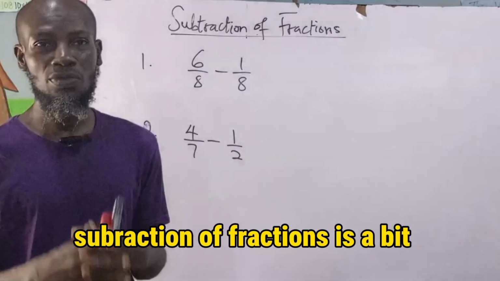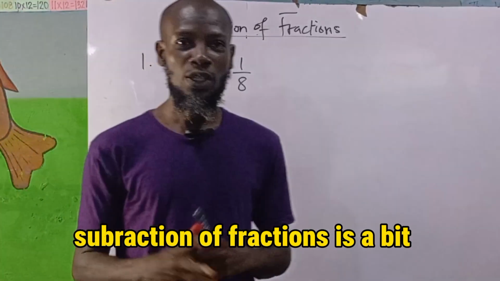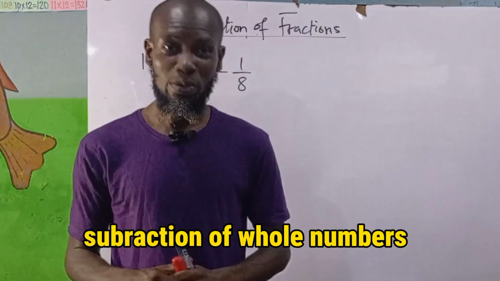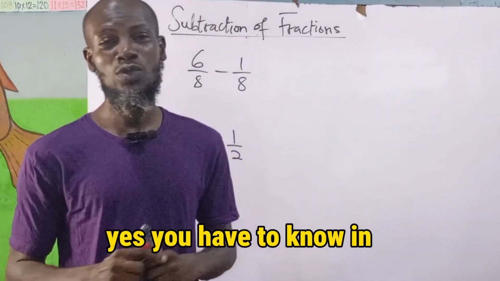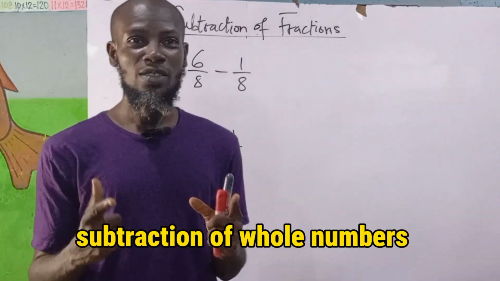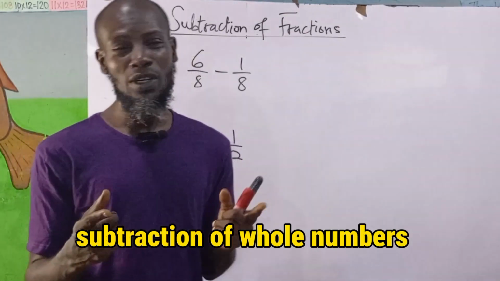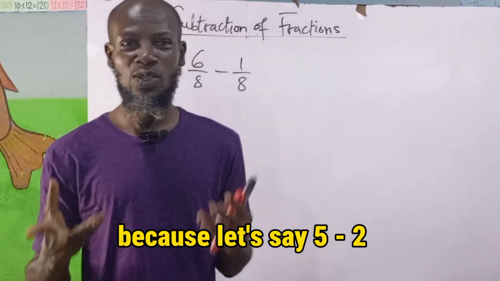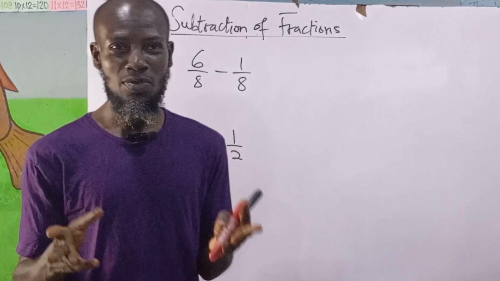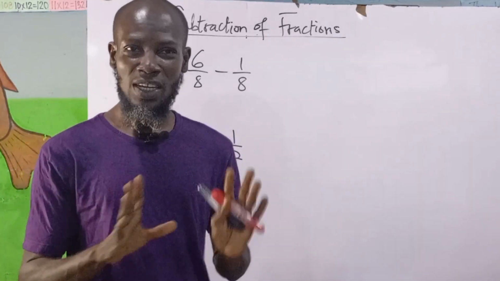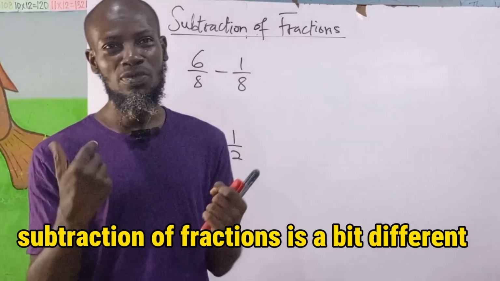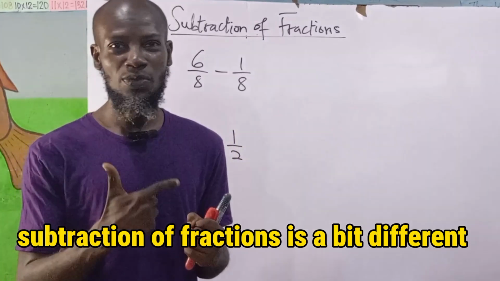Subtraction of fractions is quite different from subtraction of whole numbers. In subtraction of whole numbers, we just know, let's say, 5 minus 2 is 3. Very easy. But subtraction of fractions is a bit different.